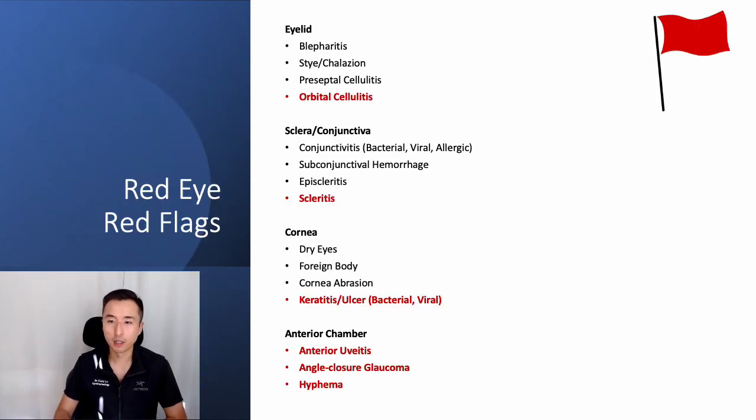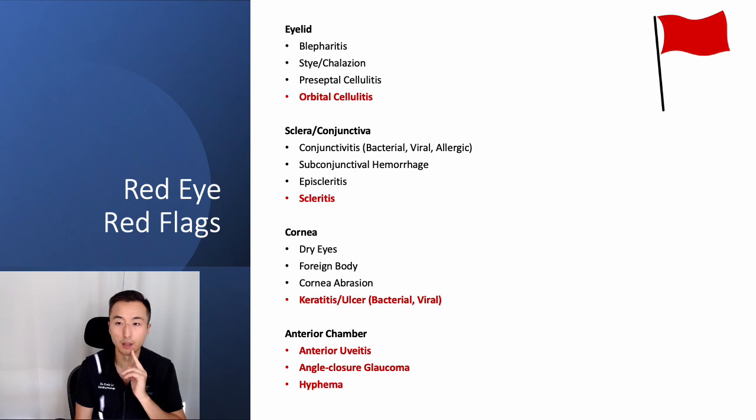Okay, so here's a summary of the presentations that we went over today. These will encompass a lot of the common diagnoses you'll see on your electives, and I highlight here a couple of the red flag diagnoses. When you see a patient with a red eye, you should be thinking about all of these, but in particular, you should always be thinking about the red flag ones, because those are the ones that are serious, potentially vision threatening, and that also require more urgent treatment.